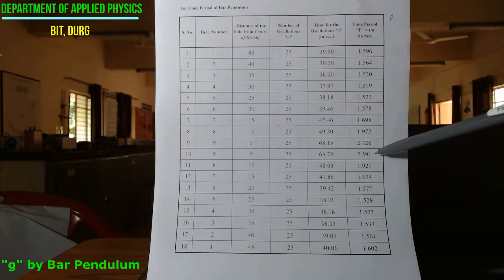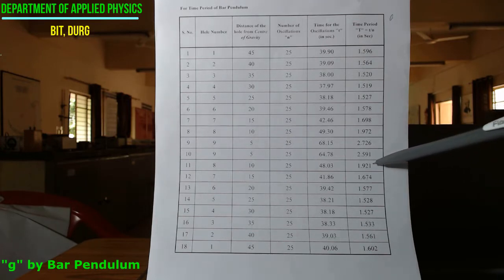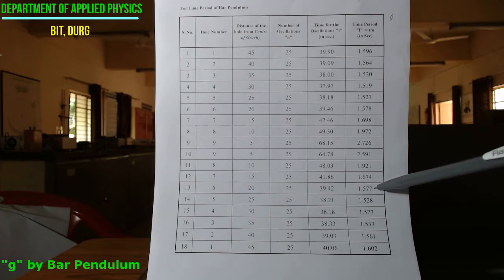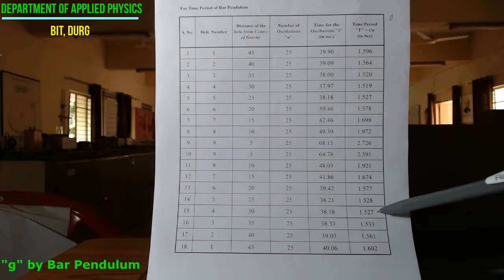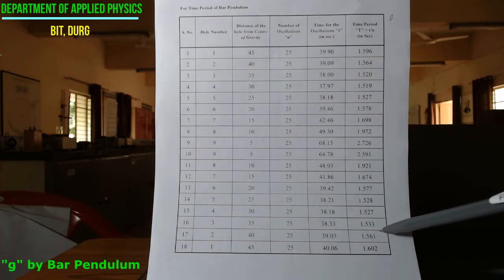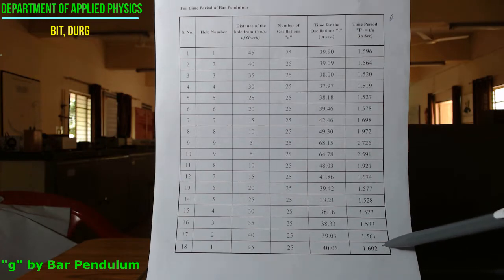Similarly, on the second side, for the ninth hole the time period is 2.591, then 1.92 reduced, 1.674 reduced, 1.577 reduced, 1.528 reduced, 1.527 reduced, then again 1.533 increased, 1.561 increased, and 1.602 increased. So it is not a linear variation, it is a curve variation, and that curve I am going to show you just now.